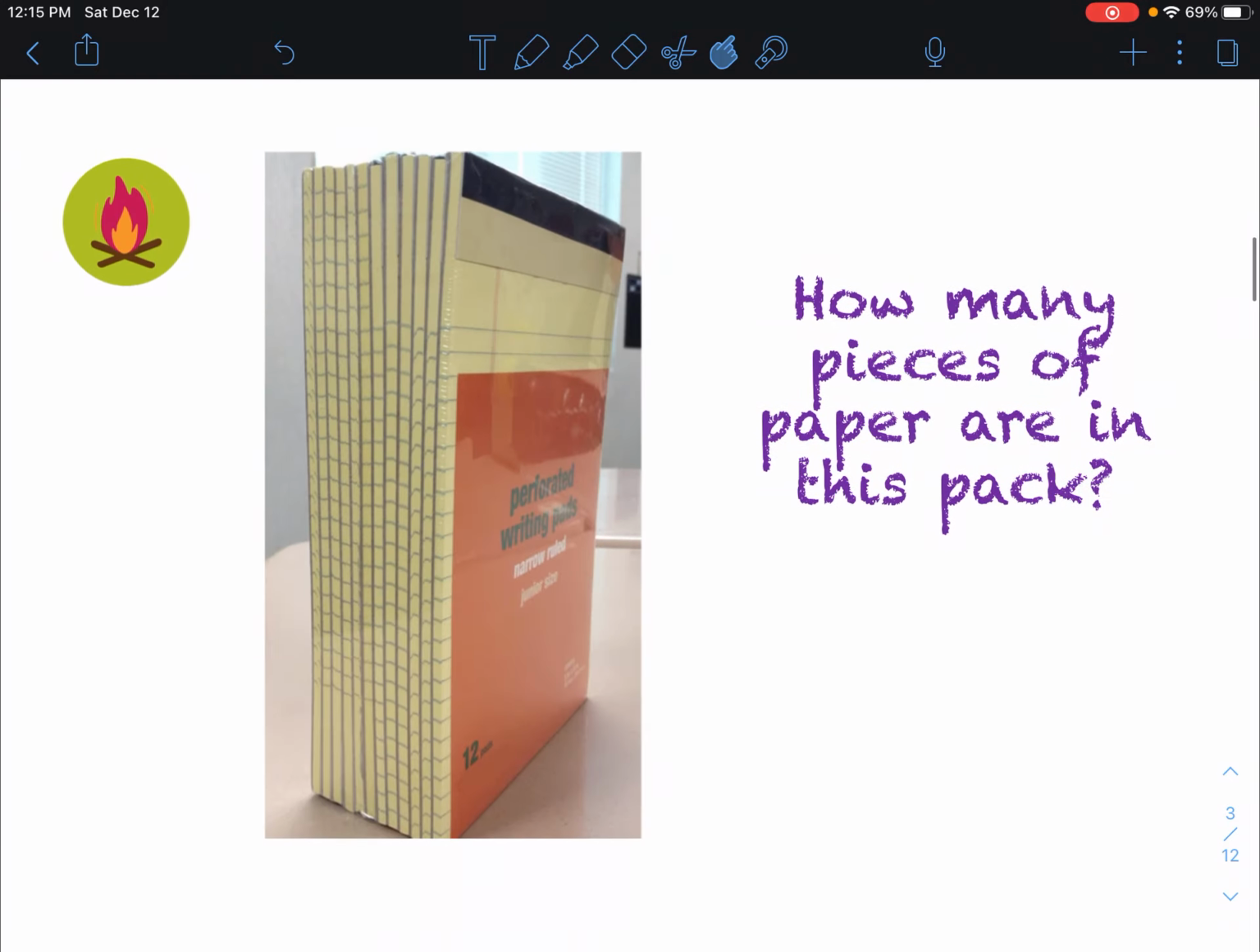Okay, before we start, again, we're going to improve our number sense here. How many pieces of paper are in this pack, do you think?